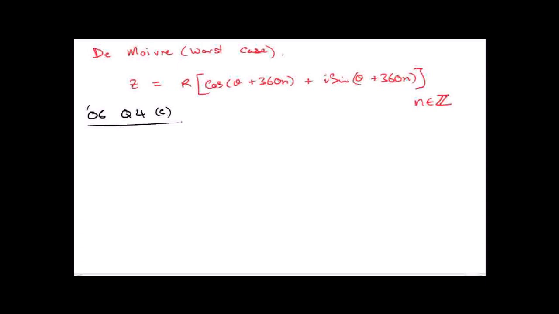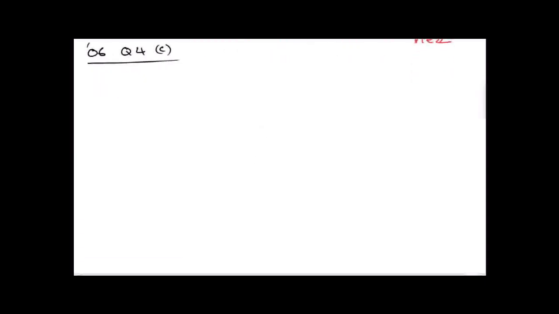So let's do the places where you don't first. Right, part A. Express minus 8 minus 8 root 3i in polar form. That's what they want me to do to start off with.